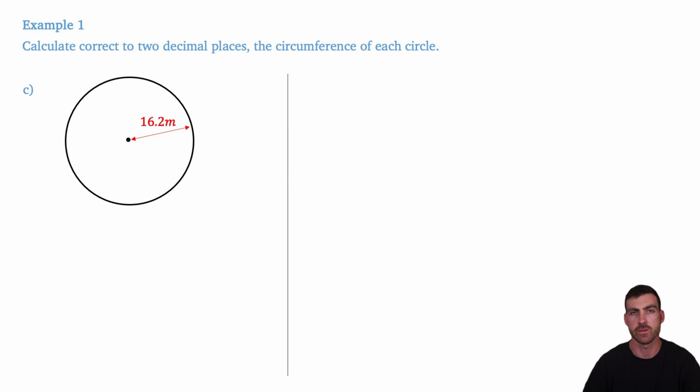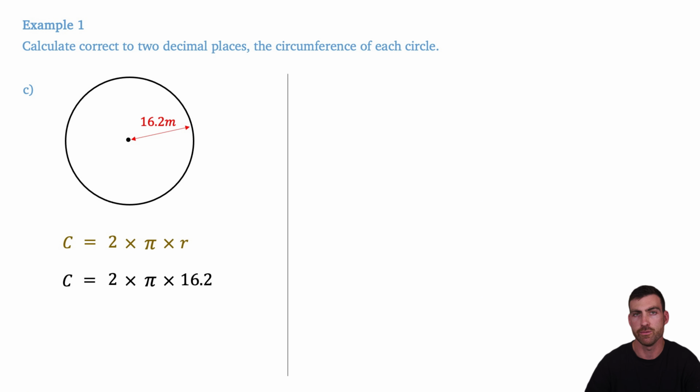In example C, we check the diagram to see what we're given. Again, we're given the radius, so we use this formula. In this question, the radius is 16.2. So let's substitute this into the formula. And now we're going to get circumference equals 2 times pi times 16.2.